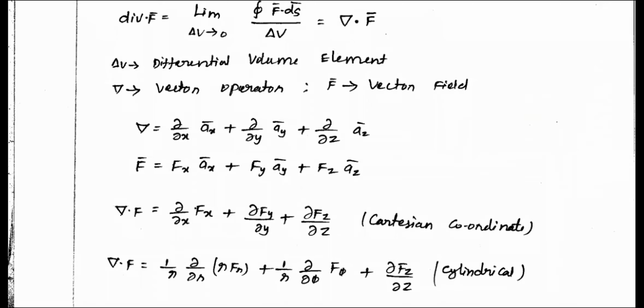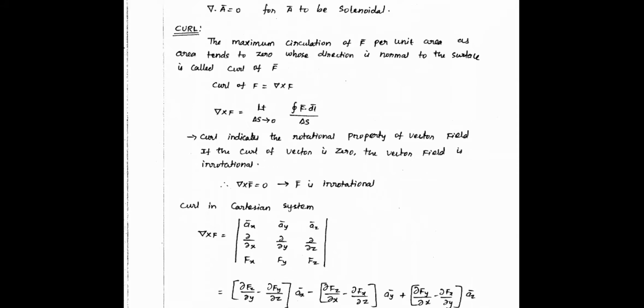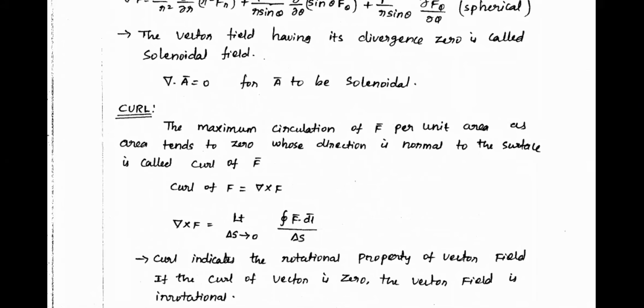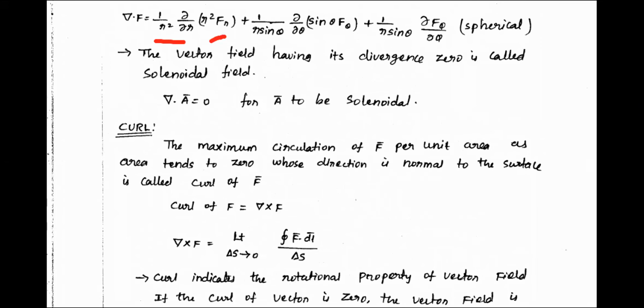Similarly, the other one is the spherical coordinate system, which is a bit more complicated. It has 1 by r square, with inside also r square times F_r, and then 1 by r sine theta. Inside they multiply with sine theta. Here also 1 by r sine theta, but they are not multiplying with any factor here. This is something you should remember, but most of the time they are interested in only one component.